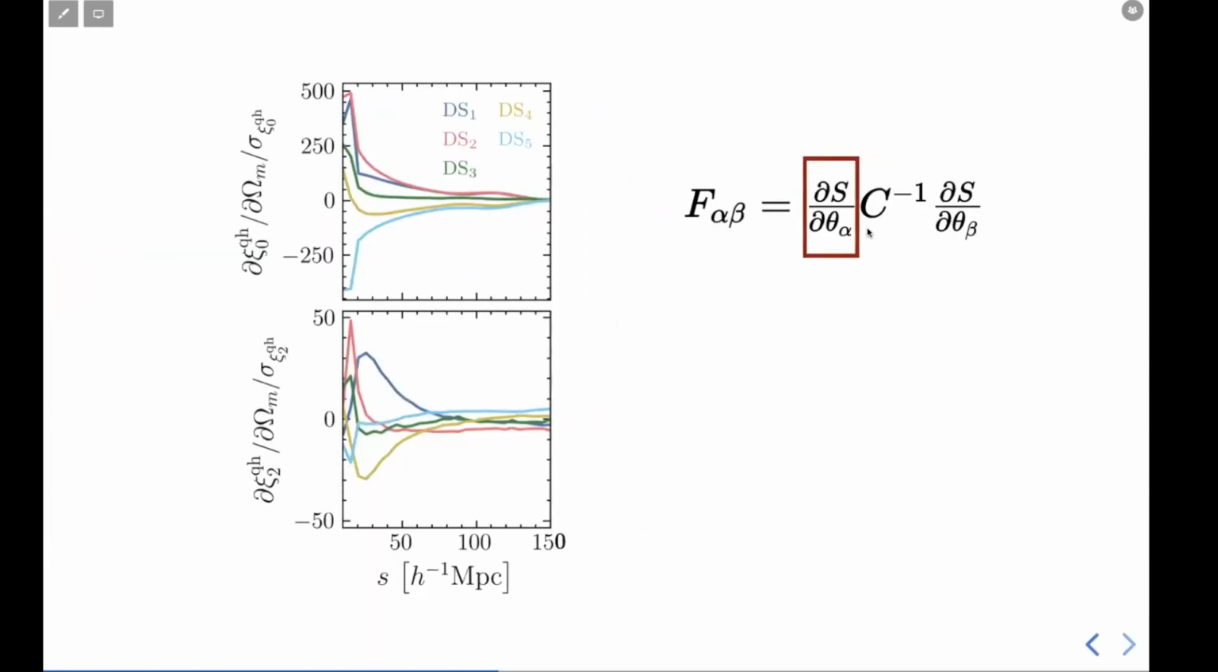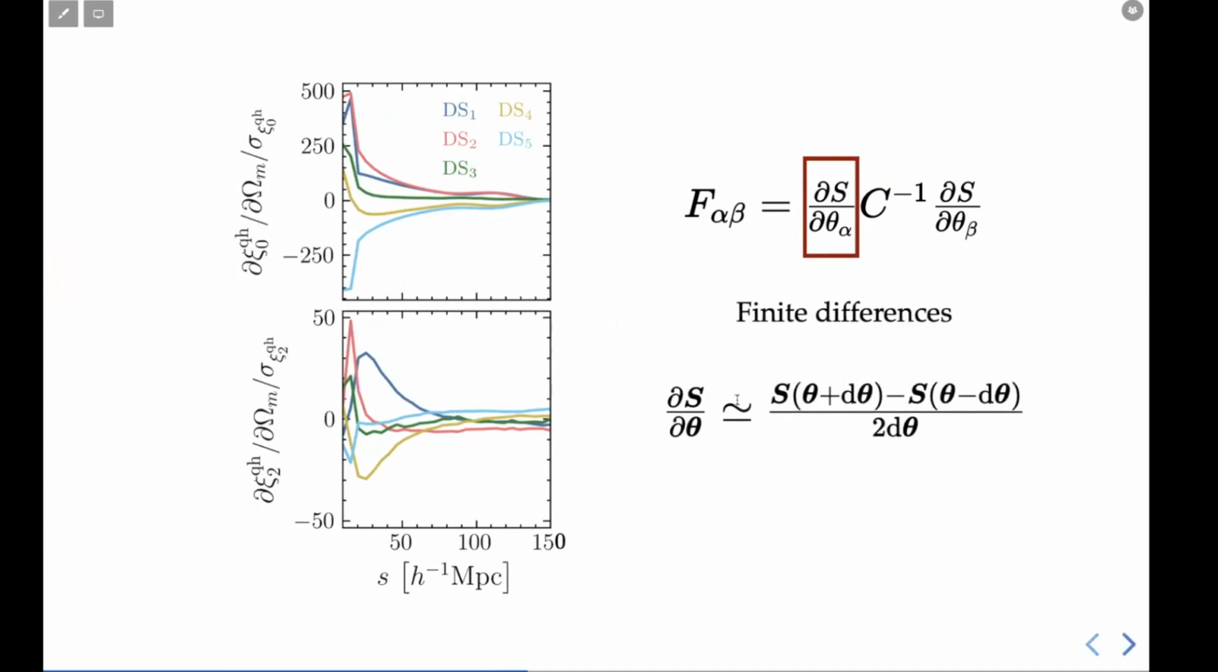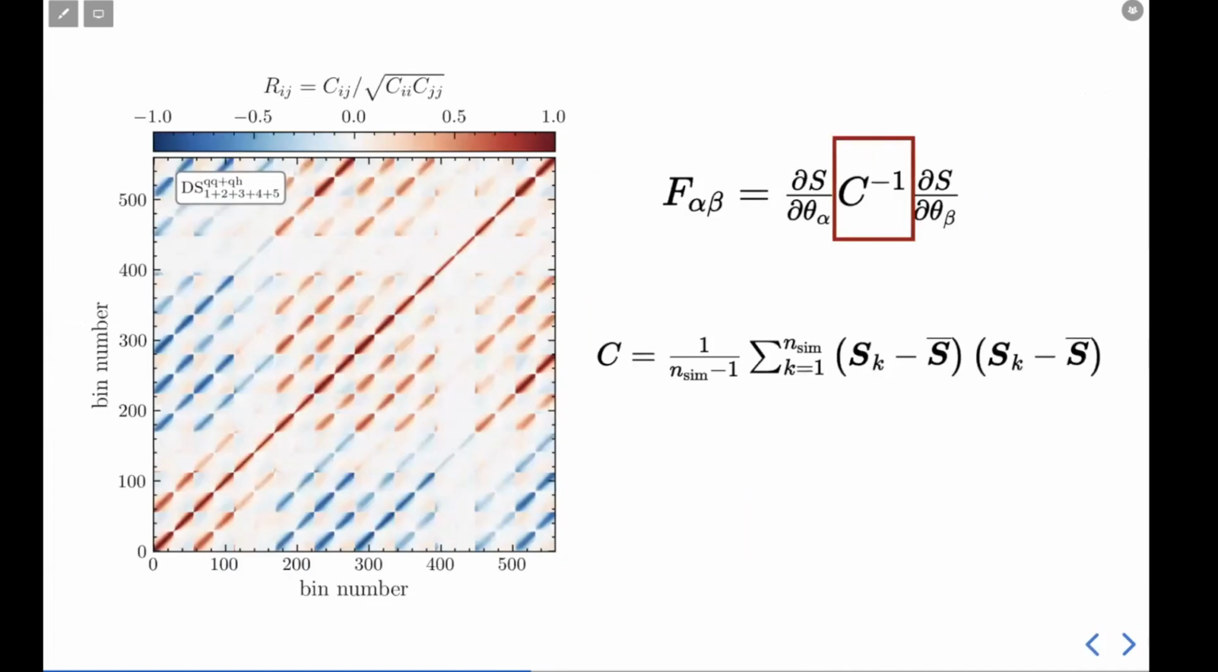Right, so let's look at the derivatives first. We need to compute the derivatives of the monopole and quadrupole, of autocorrelations and cross-correlations, for each of the parameters we want to constrain. This is one example of how it looks for omega matter. The way we compute it is just by finding the differences, right? You can measure the summary from a simulation where omega matter is higher and one where omega matter is lower, and compute the derivative. Same for the covariance. You measure the summary in your simulations and you estimate the covariance. Here you can see different covariances between DS1 and DS2 at different scales, etc. It's a very complicated covariance matrix, so I don't expect you to understand it just by looking at it.